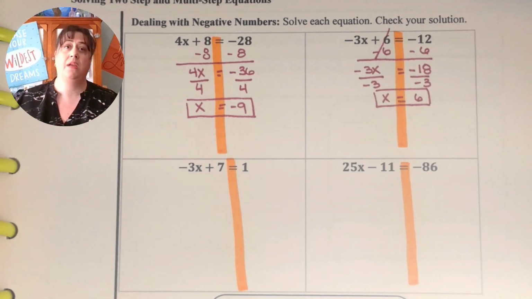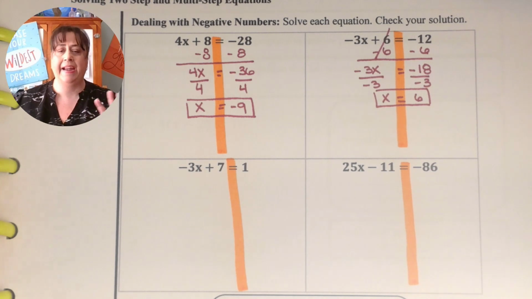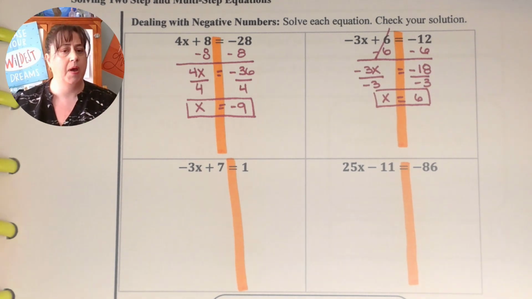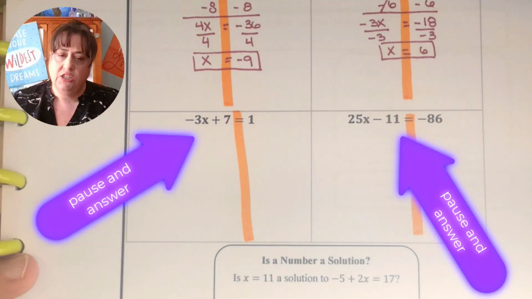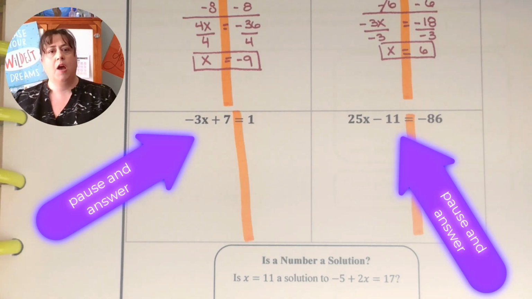And so we just have to be careful about our rules for adding, subtracting, multiplying, and dividing with positive and negative numbers. These last two, go ahead and do them on your own and then come on back.